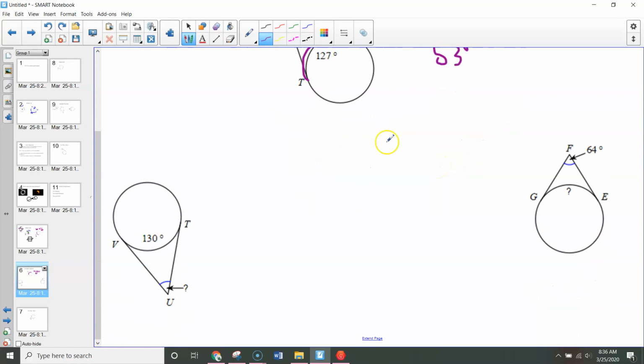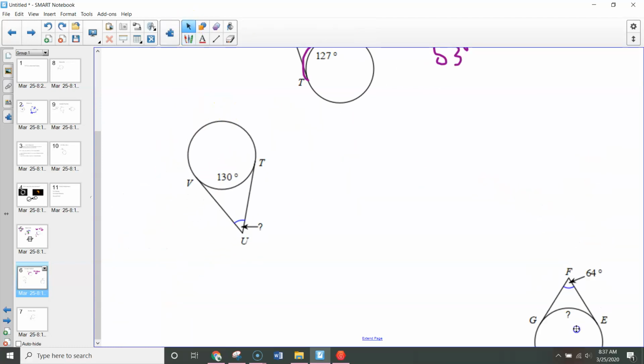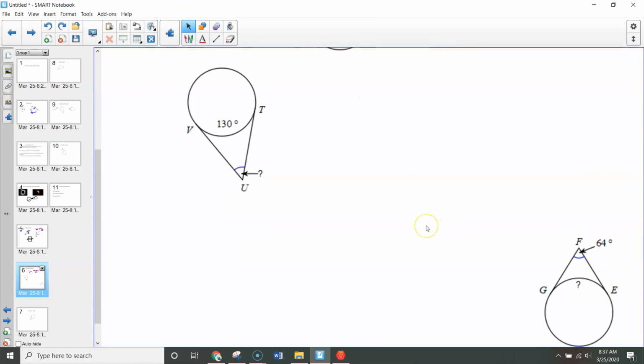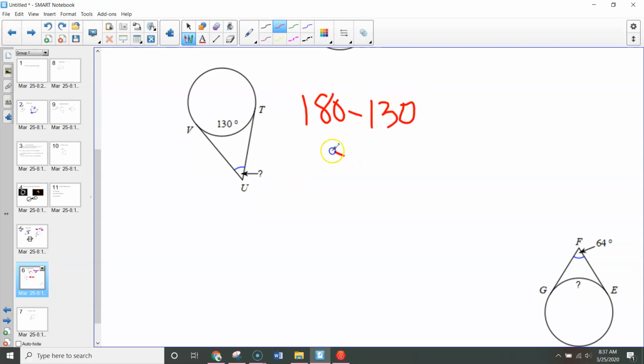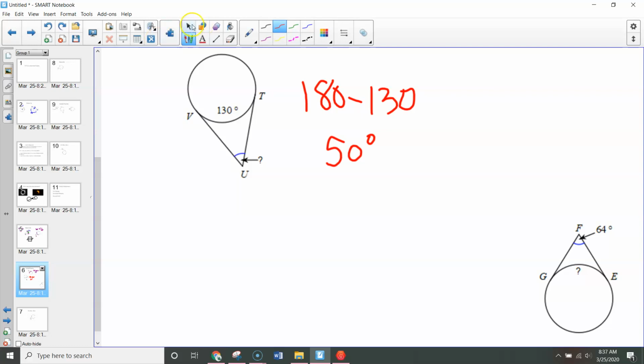Okay, let's try another. Go ahead and do this one right here. Draw and try this one on your own. See what you get. Okay, so I start with 180. I'm going to subtract 130. And I get 50 degrees. Isn't that close to what I got up here, 53? I'm like, that's really close, but that makes sense.